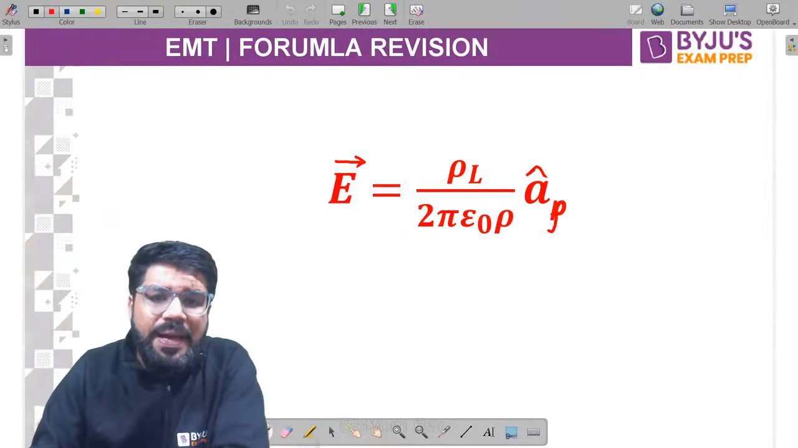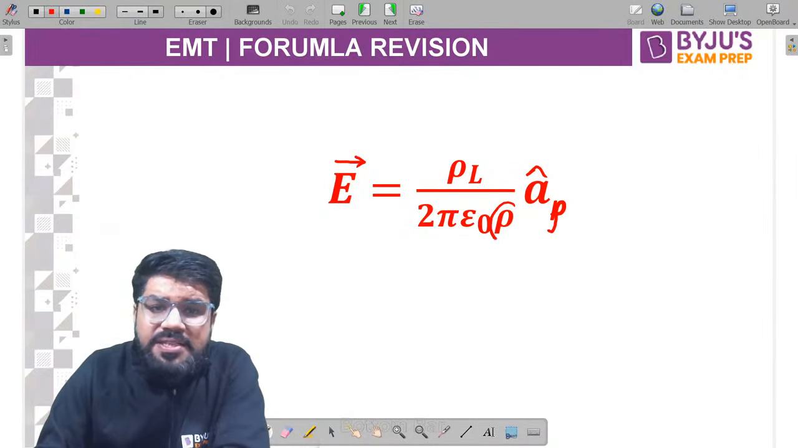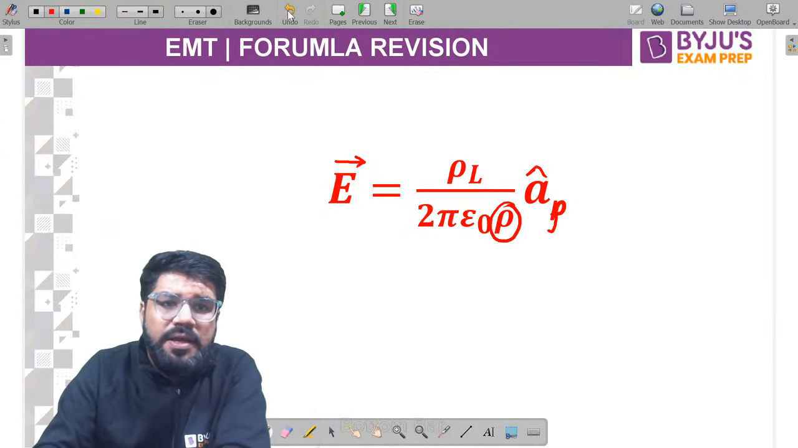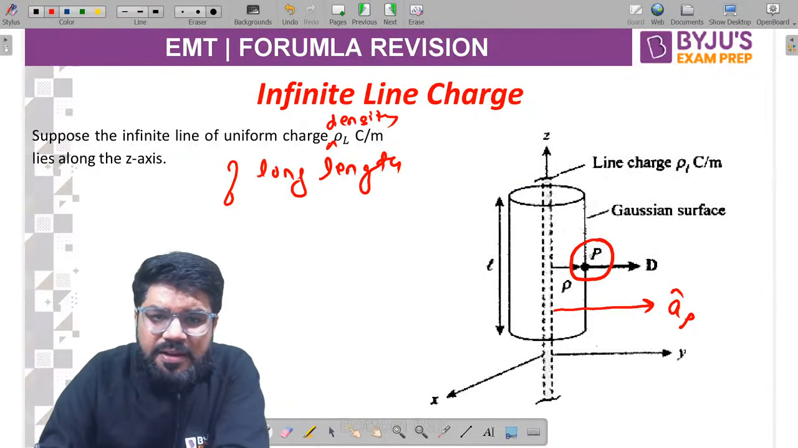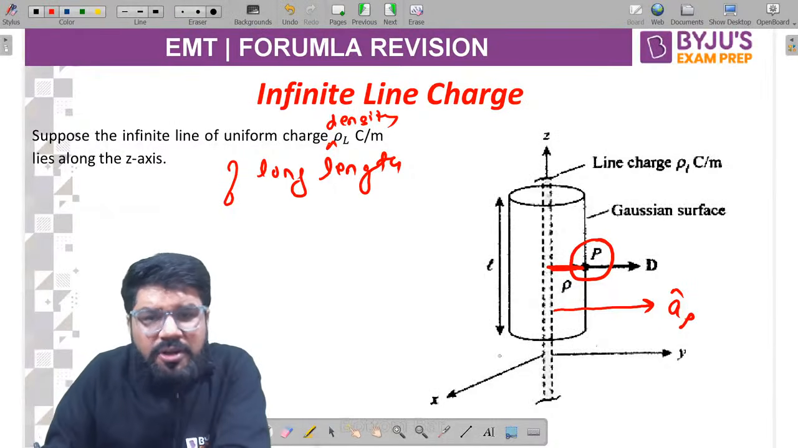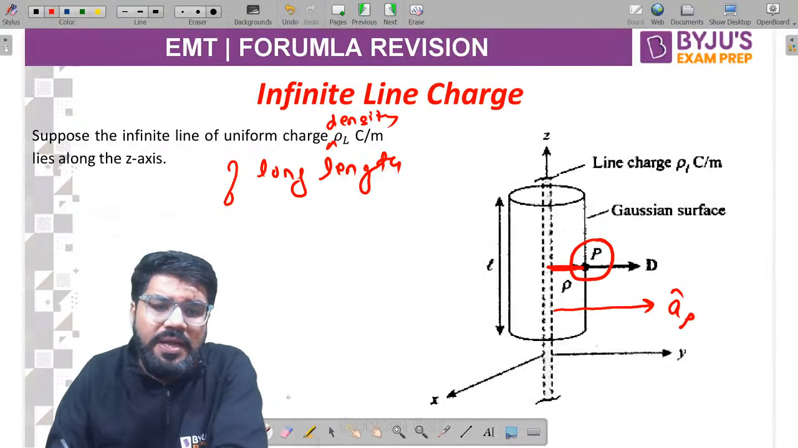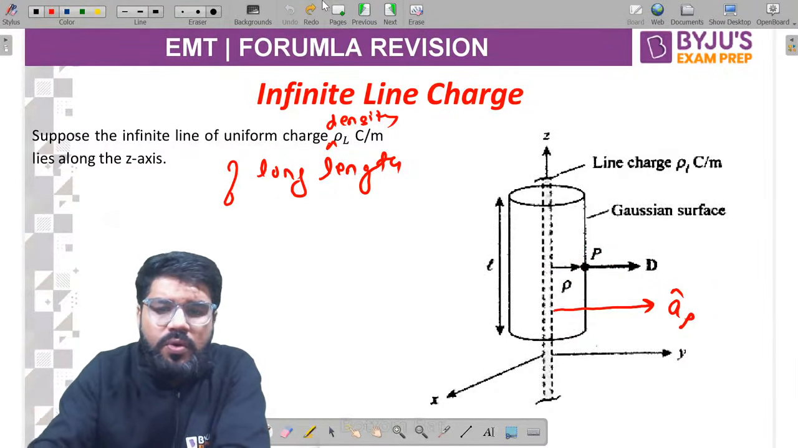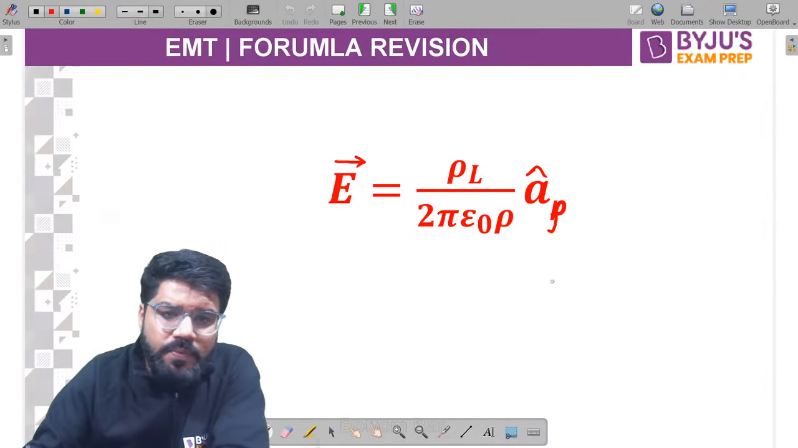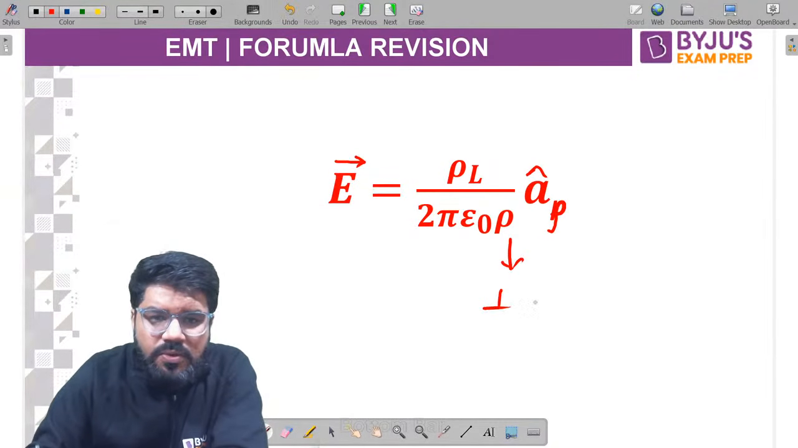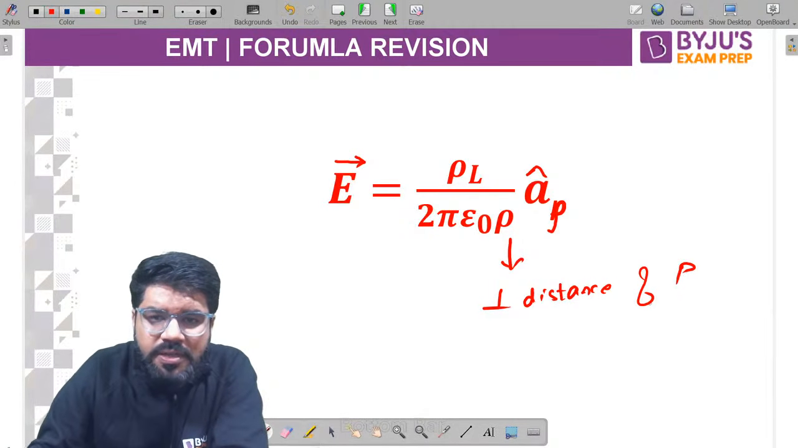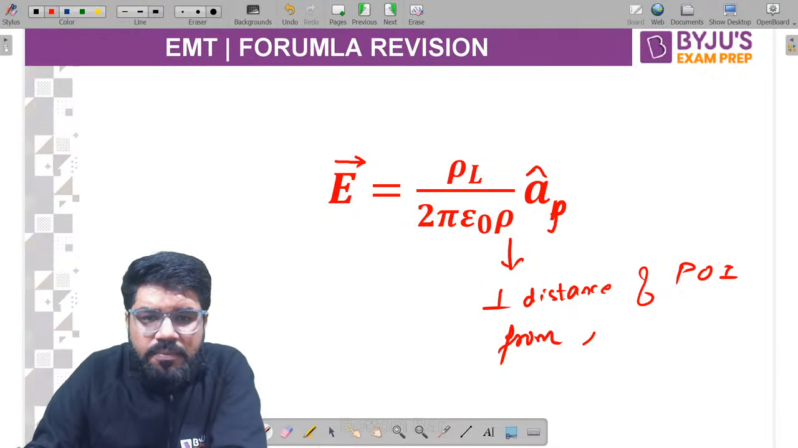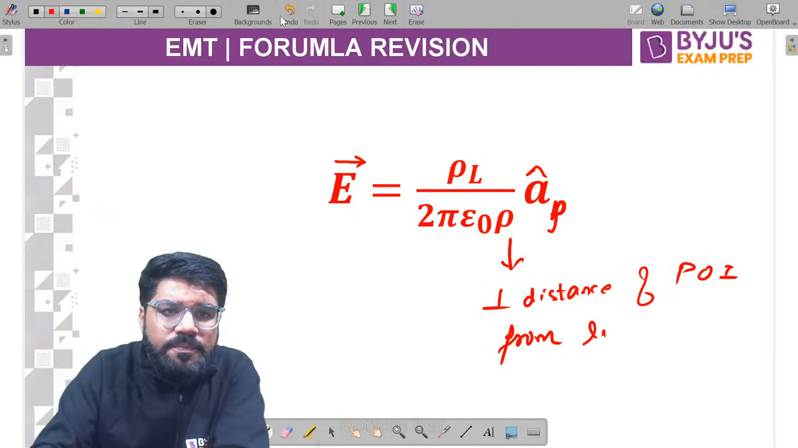So rho L upon 2 pi epsilon naught rho, A rho. What is the rho? It is the perpendicular distance of the point of observation, where you are measuring the field, from the line charge. That is known as the rho. Let me mention here: this is known as the perpendicular distance of the point of observation from the axis of the line.